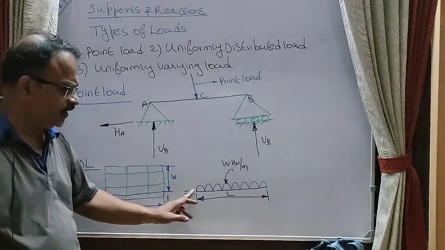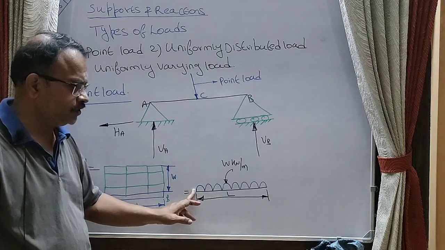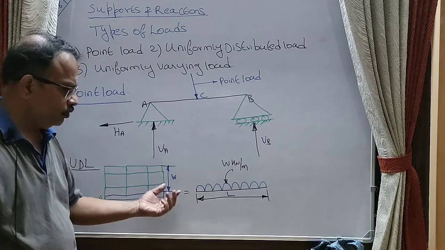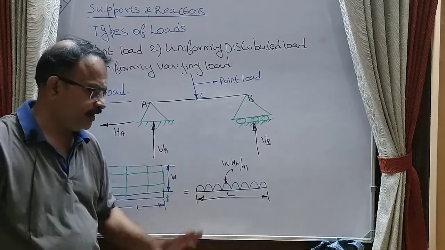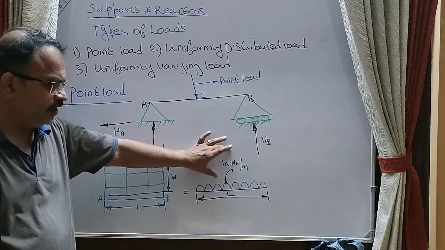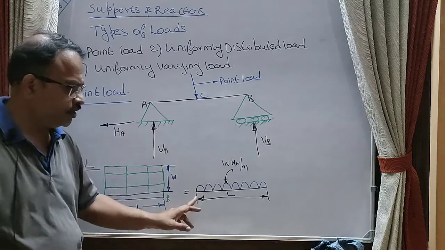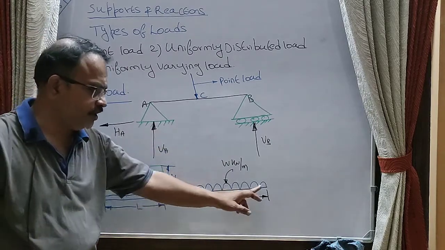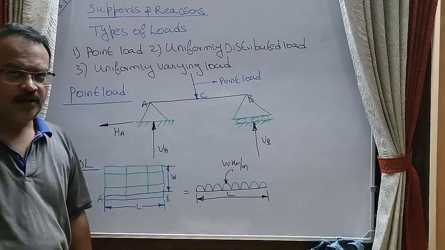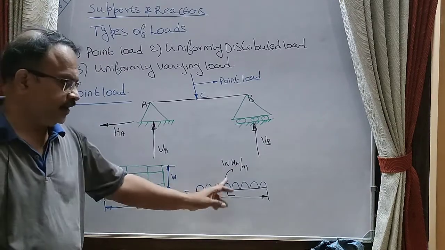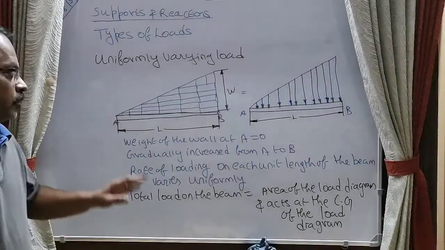Now this is represented here. This is a uniformly distributed load, W kilonewton per meter. Suppose it is an 8 kilonewton load, this 8 kilonewton load will be acting at the center of the beam.